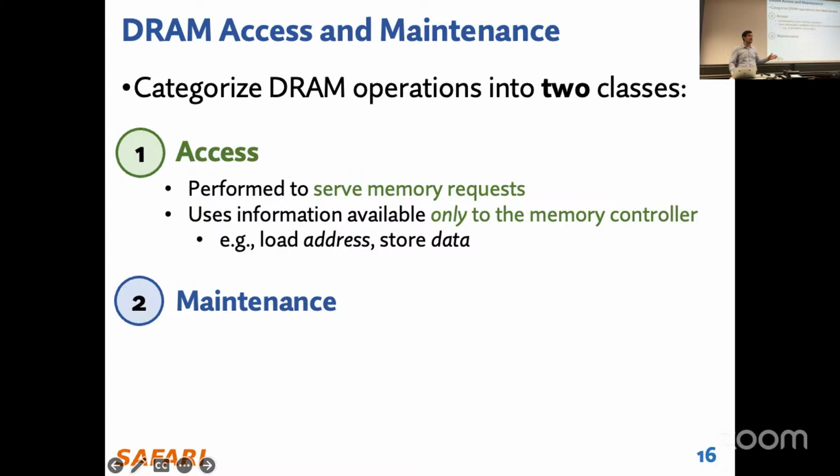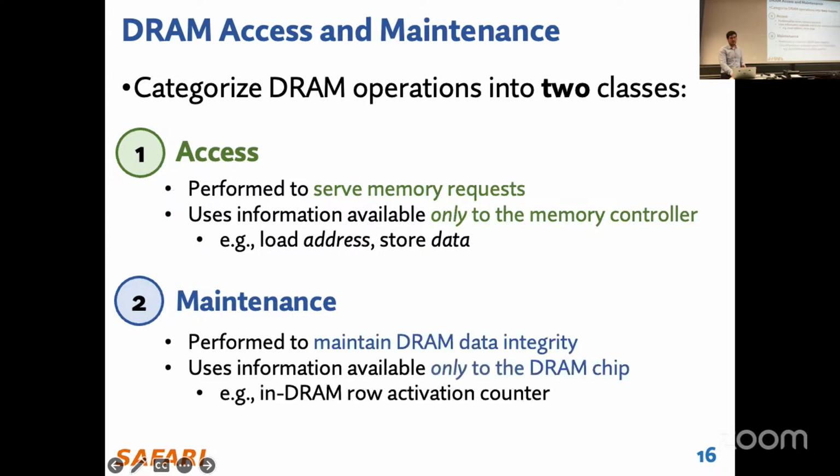This can be a load instruction's address or the data that you're storing to the DRAM chip. Whereas maintenance operations maintain DRAM data integrity, typically using information available only to the DRAM chip. That can be some internal refresh row counter, for example, that tracks which rows must be refreshed with the next refresh command.